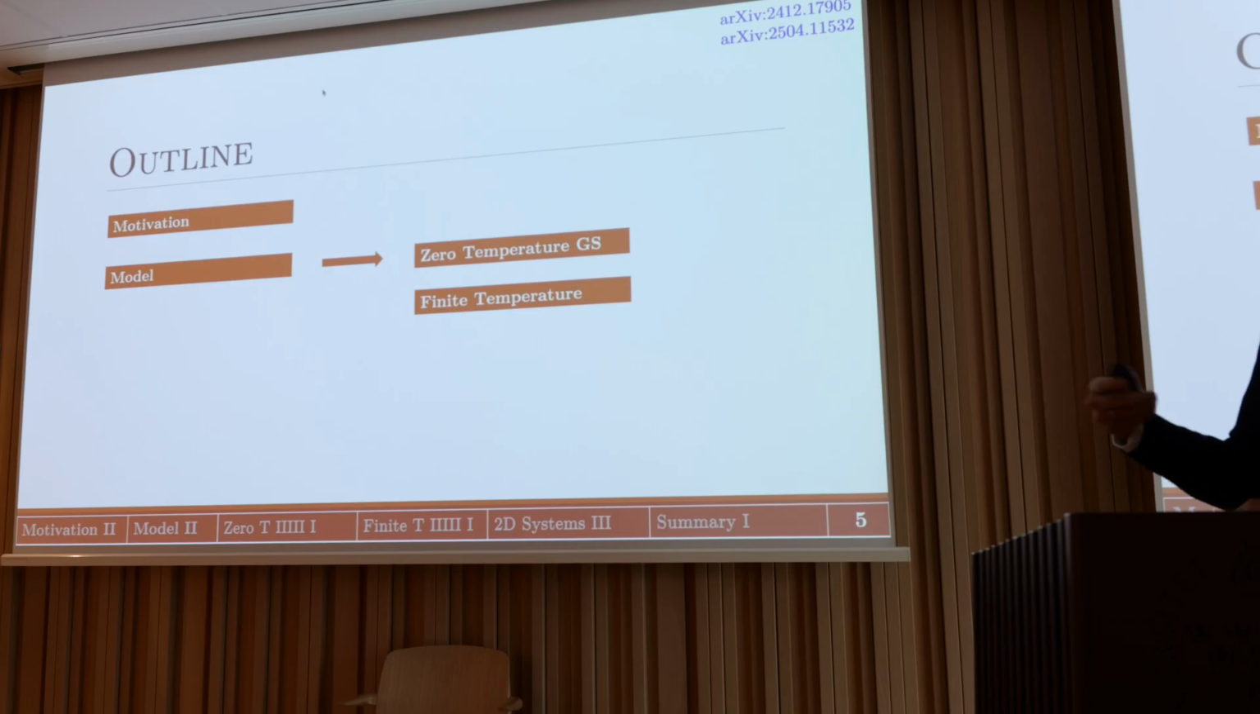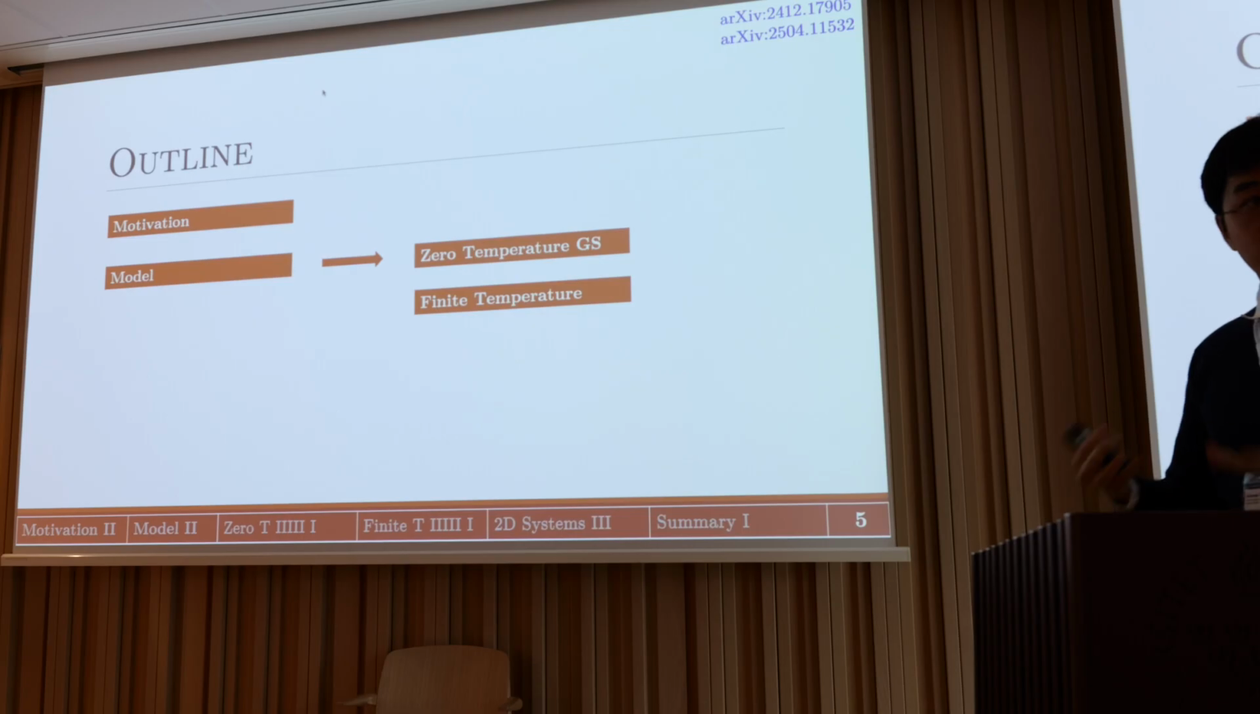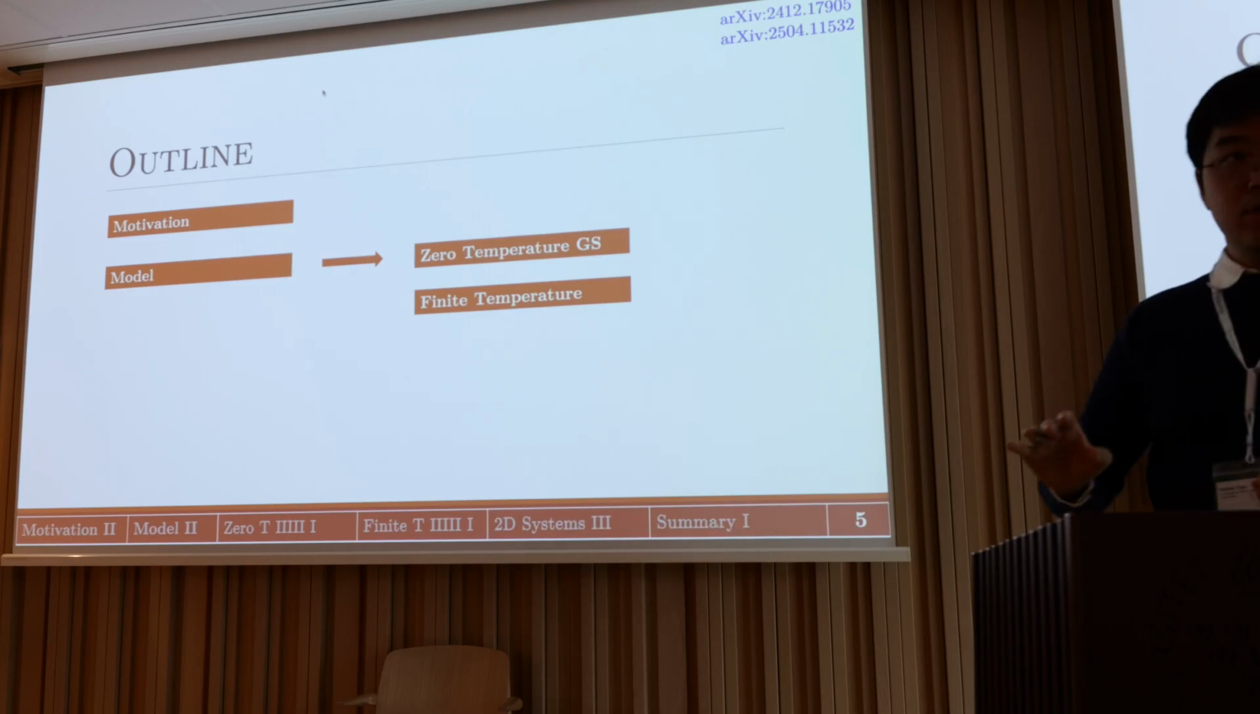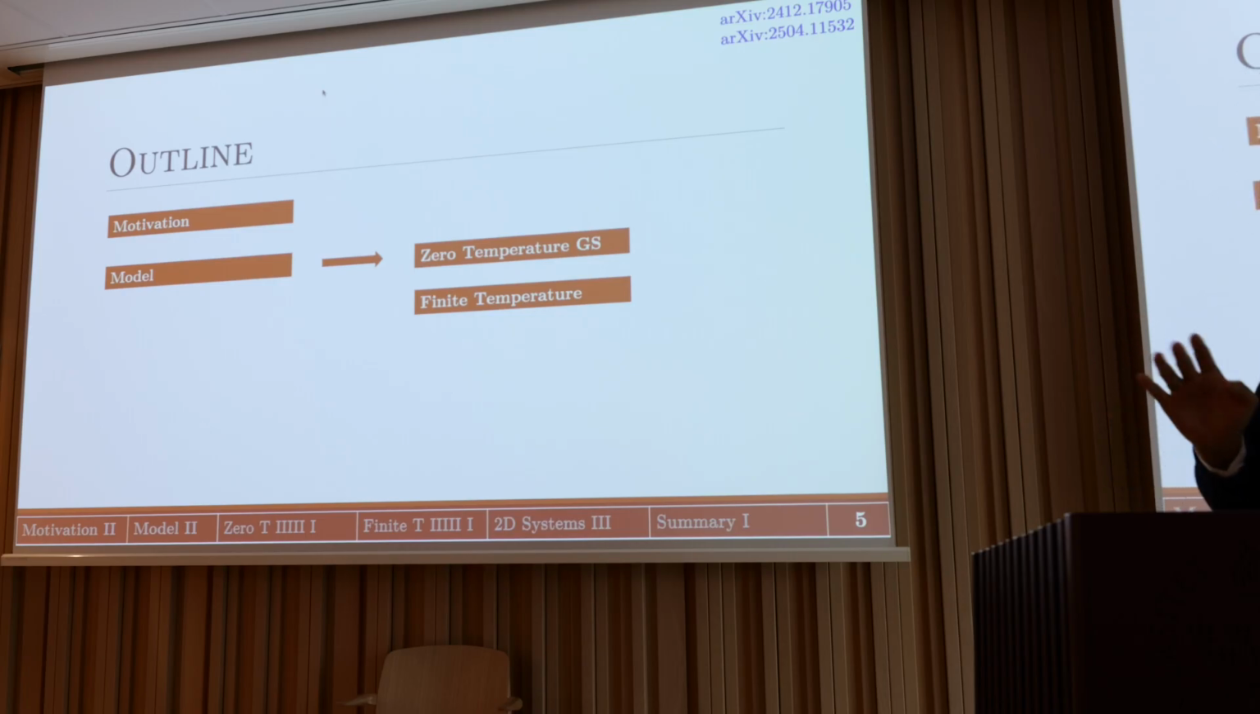I will then move on to the finite temperature system, and I will give you an idea of how the proof works, in which I will show that the transition temperature is independent of the disorder strength. What that means is that if I add more and more disorder, my transition temperature will not change, and that means it's infinitely stable.